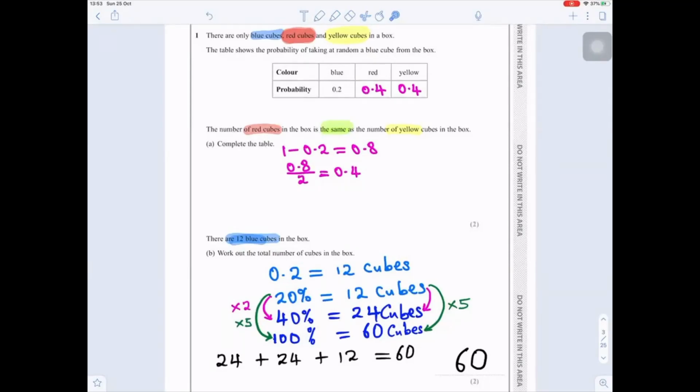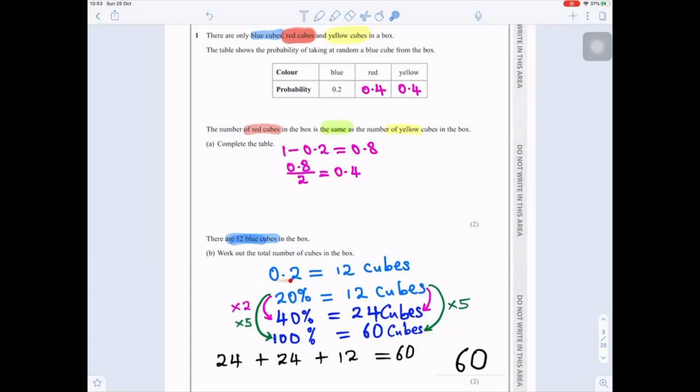So 1 minus 0.2 gives you 0.8. Half that gives you 0.4. So red is 0.4 and yellow is 0.4. And if you add them, they will give a total of 1. 0.4 plus 0.4 plus 0.2 gives you 1. Next section. There are 12 blue cubes in the box. Work out the total number of cubes in the box.